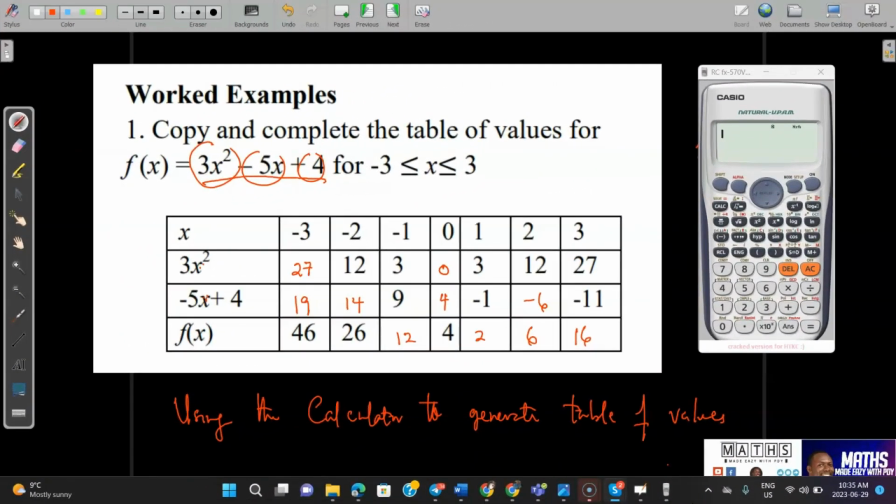Can you all see it now? Just the calculator screen. Can you all see it? Yes, please, sir. I can see. Yes, who else can also see it so that I can move on? Yes, sir. All right. So I want you all to take your calculator and follow what I'm going to do.